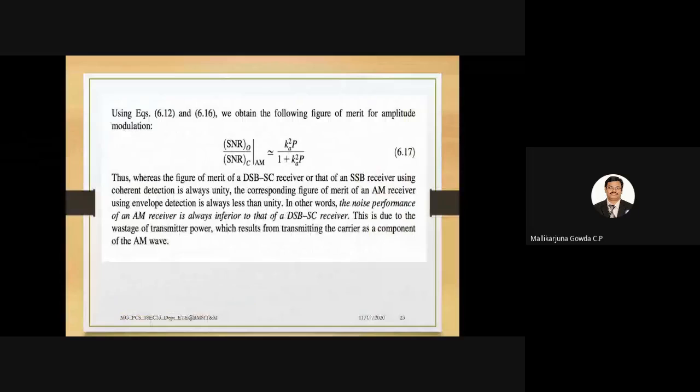So the figure of merit will be approximated as K squared A into P divided by 1 plus K squared AP. Just check. I think one step is left out here. Substitute the value of output SNR and the value of channel SNR. Do that. So here, we can say the figure of merit of this standard AM receiver will be less than 1.